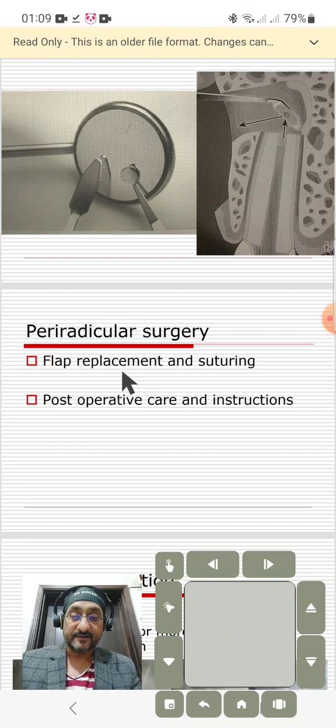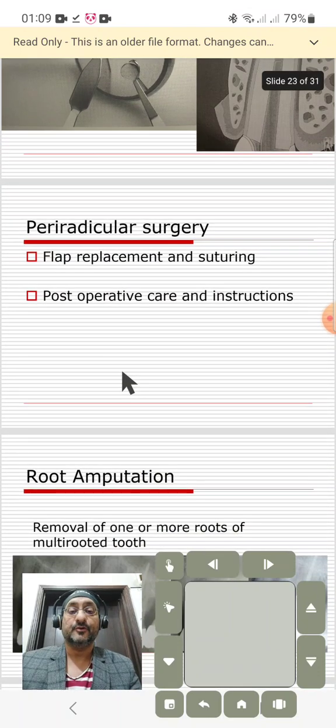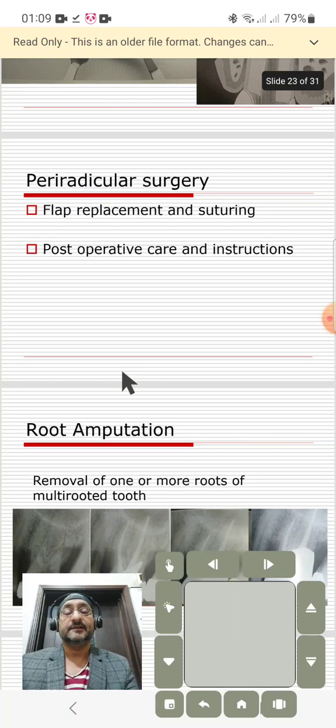So flap, then afterwards you do the apicectomy and you put some retrograde filling material like MTA. The flap replacement and suturing is important, and post-operative care instructions like antibiotics. Always inform the patient there might be swelling. So this is all about the apicectomy.